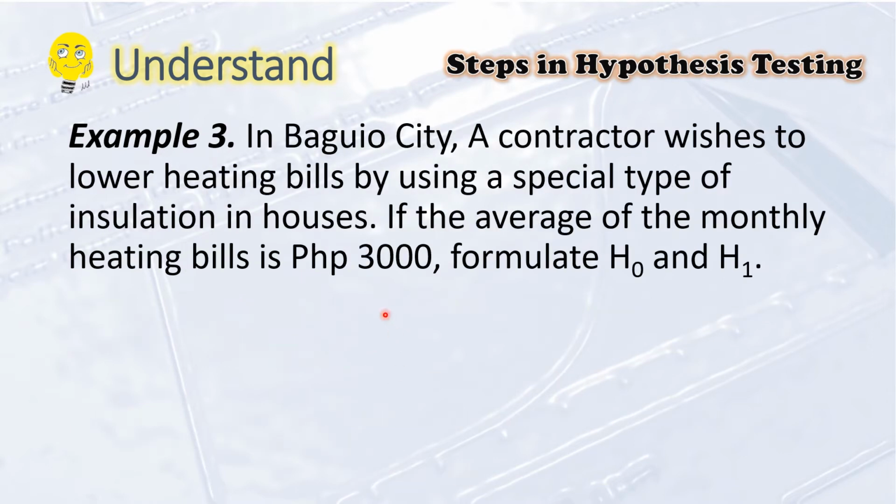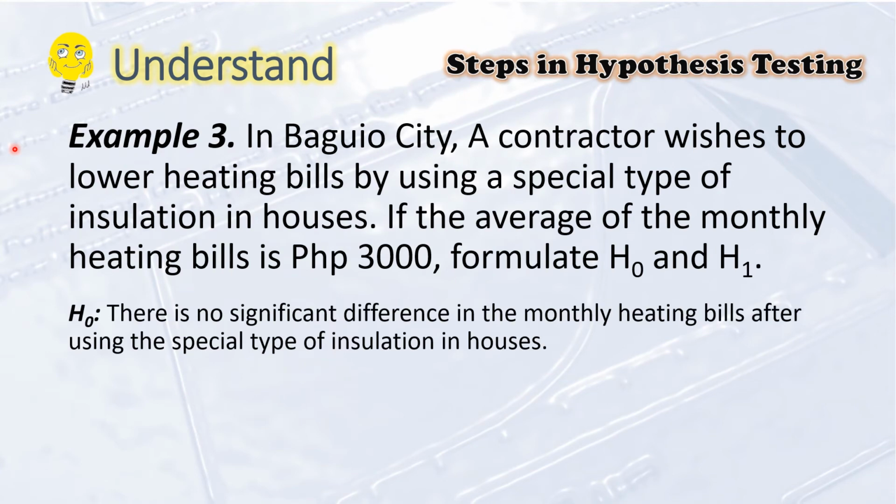Another one. In Baguio City, a contractor wishes to lower heating bills by using a special type of insulation in houses. If the average of the monthly heating bills is 3,000 pesos, formulate the null and alternative hypothesis. In words, we write the null hypothesis as there is no significant difference in the monthly heating bills after using the special type of insulation in houses. So in symbols, mu is equal to 3,000 pesos since there is no difference.